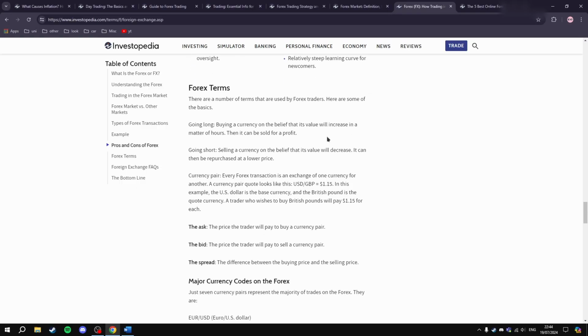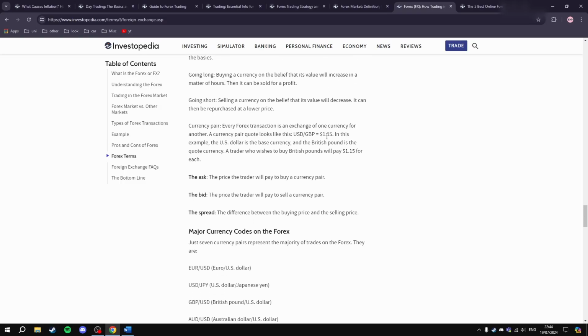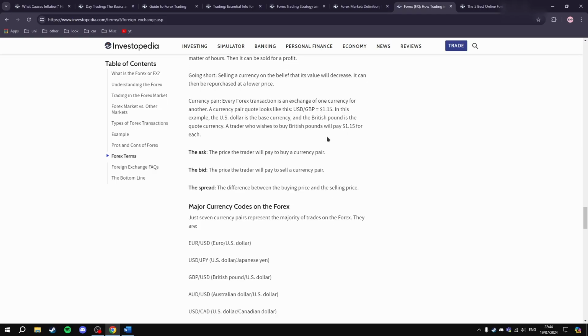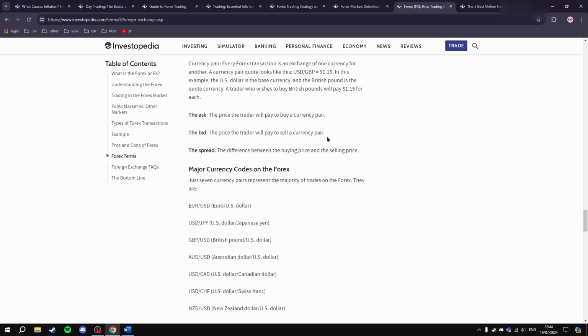Forex terms. There are a number of terms that are used by Forex traders. Here are some of the basics. Going long: buying a currency on the belief that its value will increase in a matter of hours, then it can be sold for a profit. Going short: selling a currency on the belief that its value will decrease, so it can then be purchased at a lower price. Currency pair. Every Forex transaction is an exchange of one currency for another.